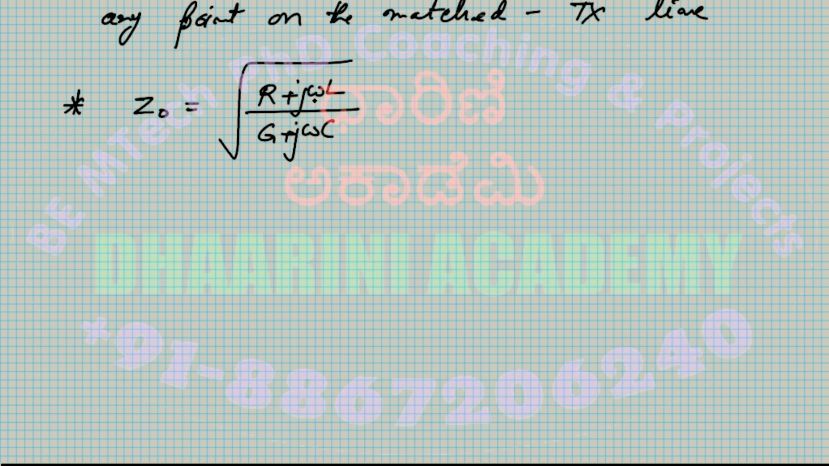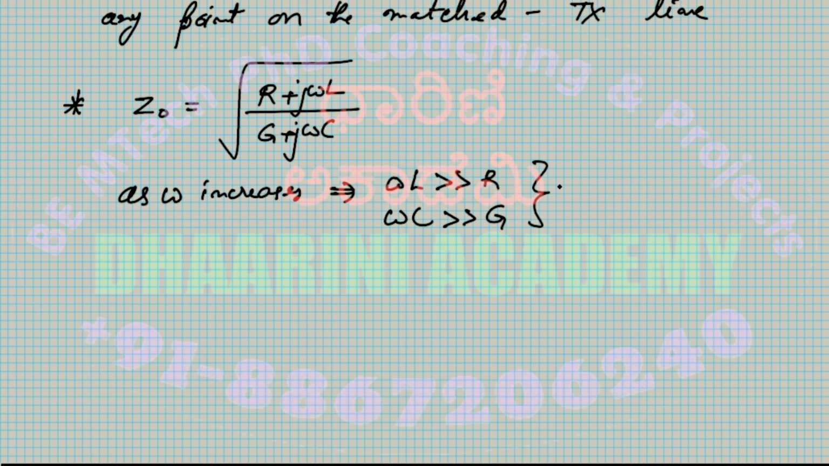Correct? This is happening when omega is large. So I'll write one thing. As omega increases, this means omega L is much greater than R, and omega C is much greater than G. So this condition normally happens at microwave frequencies.